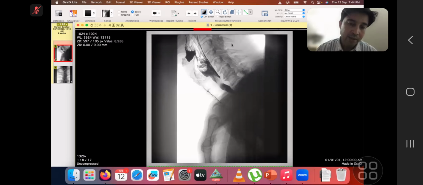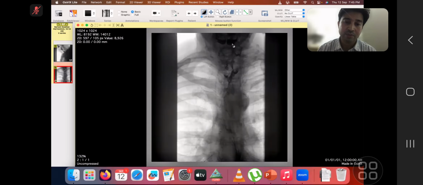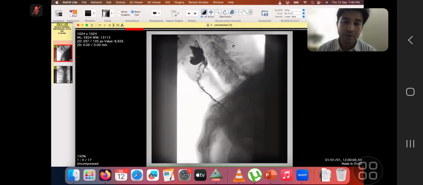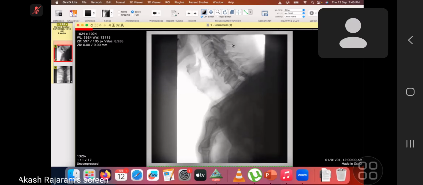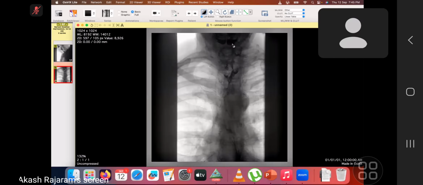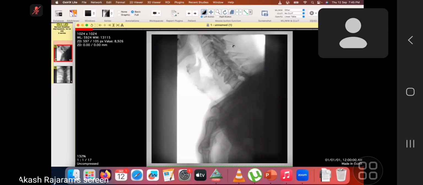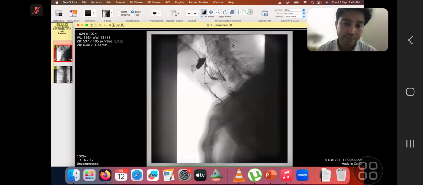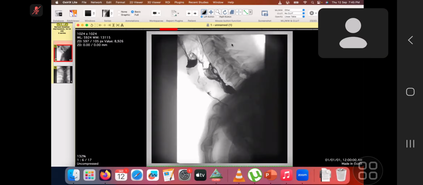Unfortunately, we could not take AP. The patient was having too much difficulty, so we could not do AP. This irregularity could be due to the osteophytes. We had to stop the procedure.